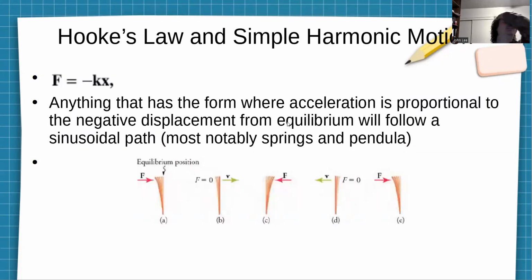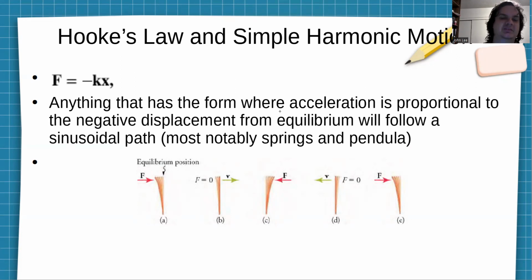And then Hooke's law and simple harmonic motion, I believe, are the last things that we're going to do. So Hooke's law is just a mathematical relationship where the force is proportional to negative x, the negative displacement from some equilibrium position. So anything where force is equal to ma, and anything where acceleration is proportional to the negative displacement from equilibrium will follow a sinusoidal function.